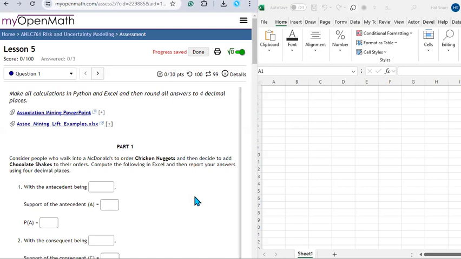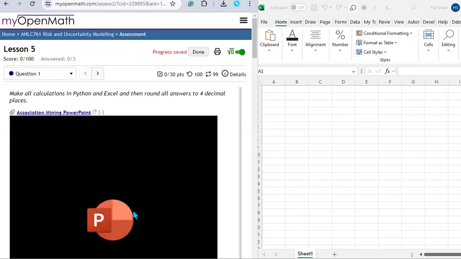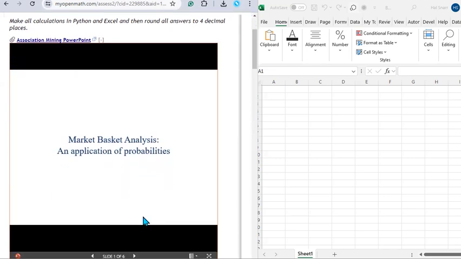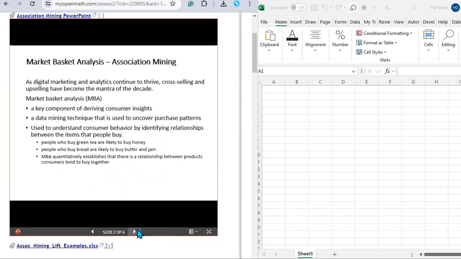In the first part of lesson 5, we're going to do association mining with Excel. Association mining in business is called market basket analysis. It helps us understand consumer behavior by identifying relationships between items that consumers buy.